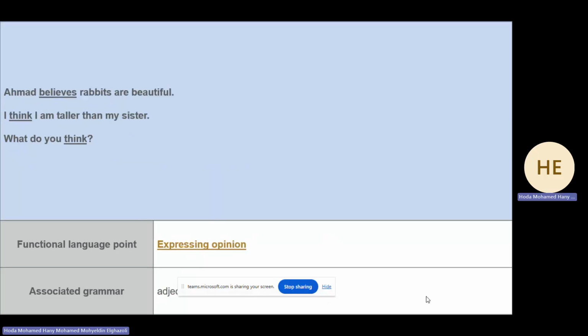And now expressing opinion. You can use words like I believe or I think when you're expressing opinion. This is helpful for you for the writing exam when you're expressing opinion for the given question, the first question of the writing task. You can write I believe or I think. Ahmed believes rabbits are beautiful. I think I'm taller than my sister. It's an opinion. What do you think? Asking for an opinion.